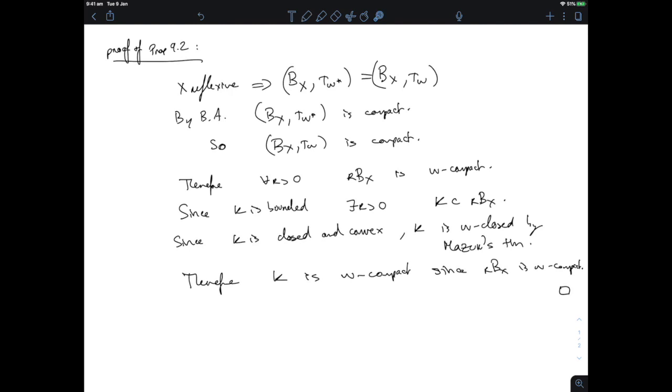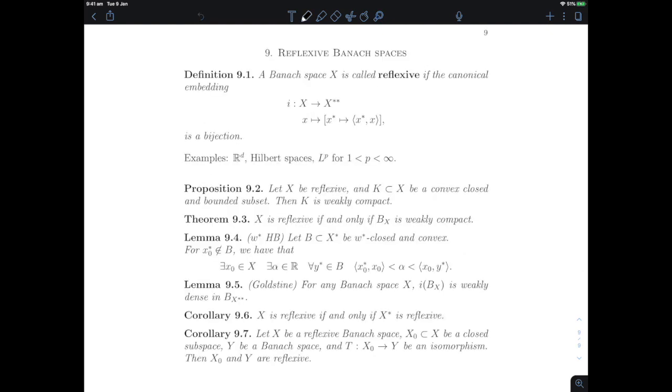Fundamentally, reflexivity plus the Banach-Alaoglu theorem gives us that the unit ball is weakly compact, and then combined with Mazur's theorem, that gives us that any convex closed bounded set is weakly compact. So as part of our proof of proposition 9.2, we've proven one direction of theorem 9.3. We've proven that if X is reflexive, then the unit ball is weakly compact. Now we're going to work our way to proving the other direction. And to prove the other direction, we're going to need these two lemmas. So let's first prove lemma 9.4.